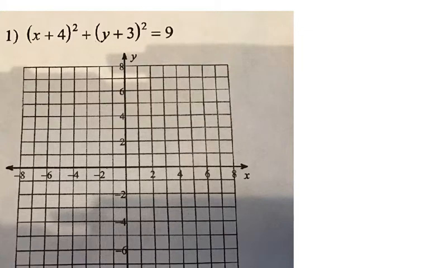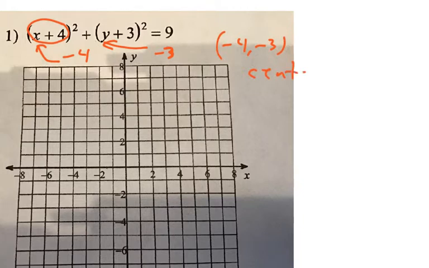So if you look at number one right here, the first thing you simply do is you ask yourself, hey, what's going to make that x expression right there go to 0? The obvious answer is -4. What's going to make the y expression go to 0? That's -3. So -4, -3 is the center of my circle. So we already found the center of the circle.